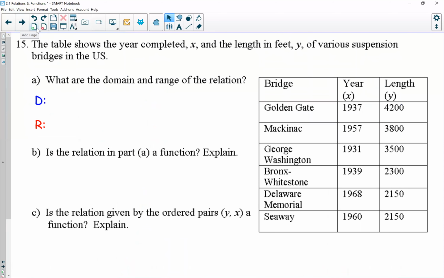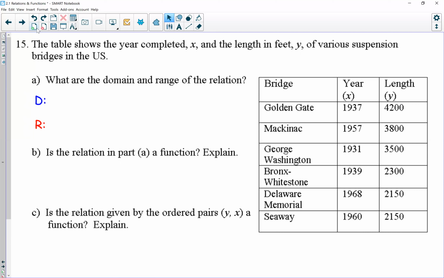Our last example takes the idea of domain and range and whether or not a relation is a function and shows it in another representation instead of a graph or a mapping diagram. This is now shown using a table. From that table, though, you should be able to tell what the domain and range of this relation are, given that you're told the year that the bridge was completed is your x value or your input, and the length of the bridge is the y value or your output.